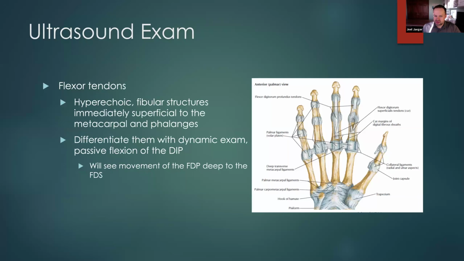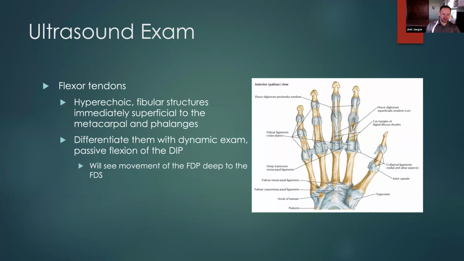So reviewing the anatomy in this area, I'm going to start with the flexor tendons. So the flexor tendons, we're coming right over our fingers on the volar surface here. On ultrasound, they look like these hyperechoic fibrillar structures that are immediately superficial to our bony structures in the hand. And with that fibrillar pattern, with them sitting right on top of each other, and for the majority of their length, they're parallel to each other, it's really hard to distinguish them from each other.